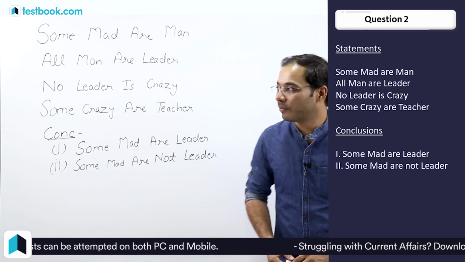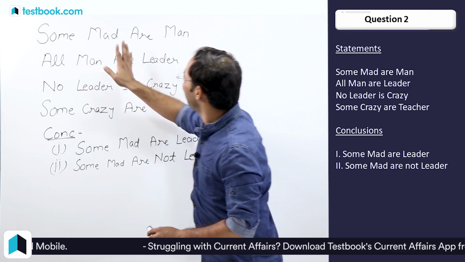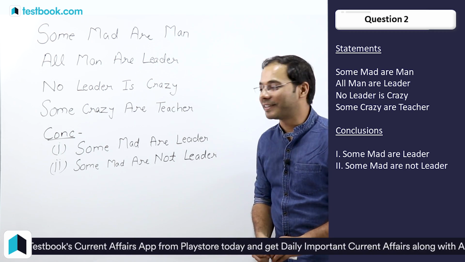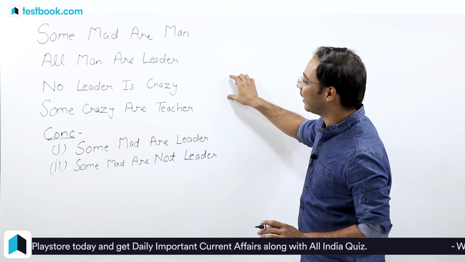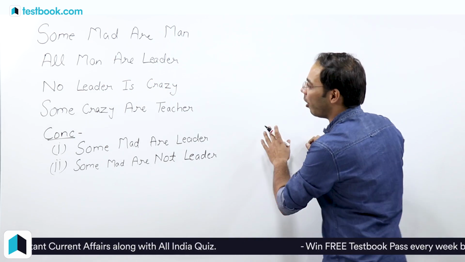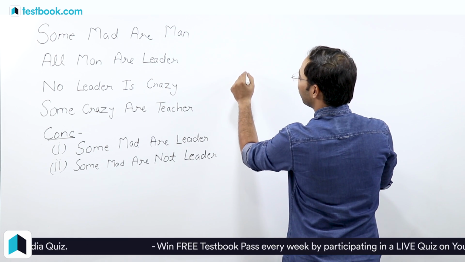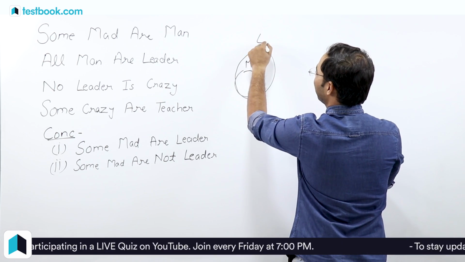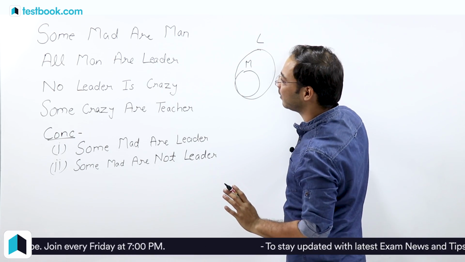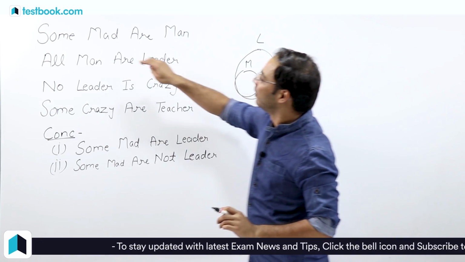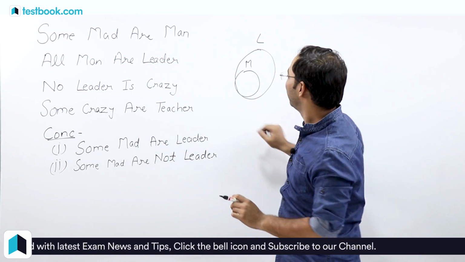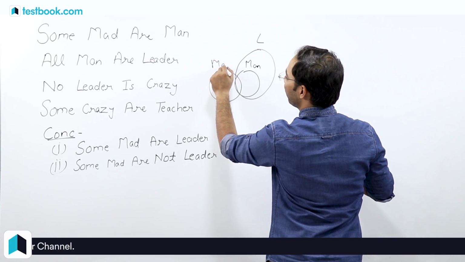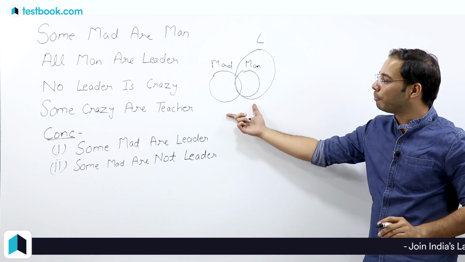So our second question is on our board. Now statements are some mad are man, all men are leader, no leader is crazy and some crazy are teacher. So first we will make a diagram for all statement. Now all men are leader. Okay. So these are your man and all men are leader. Okay. So all men are leader, this is made. After that we will make some mad are man. Okay. So some mad are man, this is man and some mad are man. So mad will be like this with relation to man.